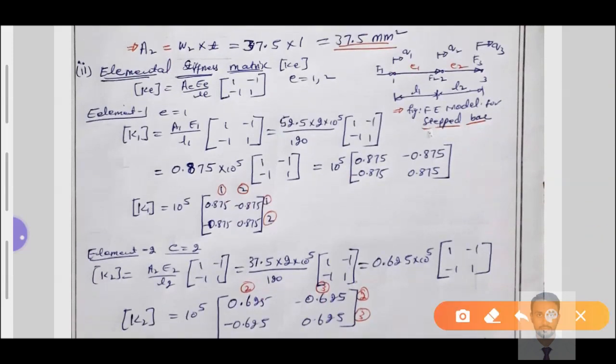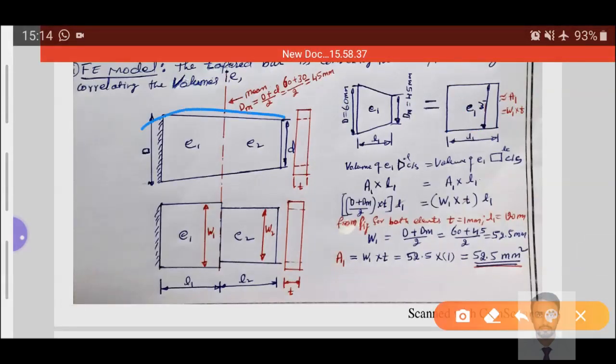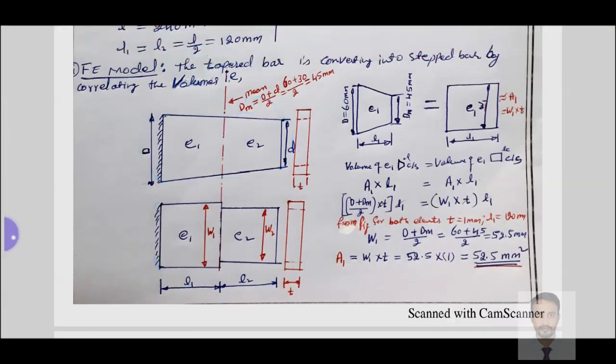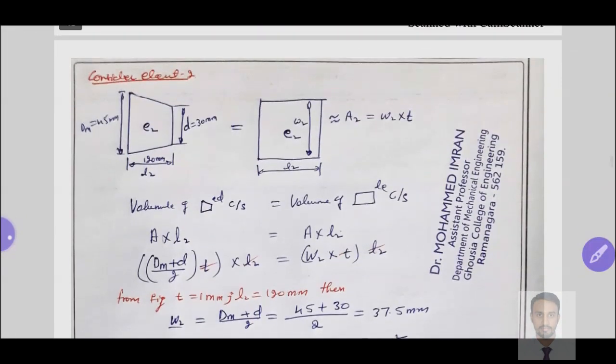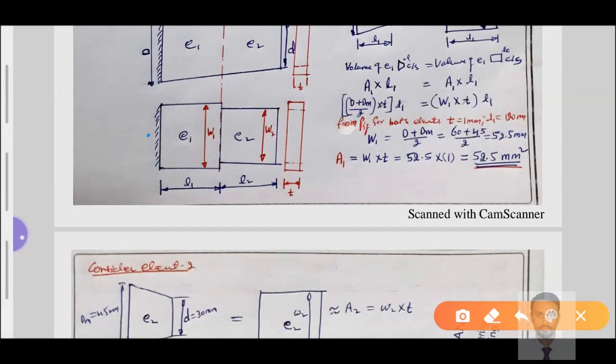Now the next step is to find the elemental stiffness matrix. Before that, we need to represent this as an FE model, converting the tapered cross section into a stepped bar element. How many nodes do we have after converting? Two nodes at element number 1, and at element number 2 another node. So I'll represent node number 1, node number 2 and node number 3. So 3 nodes are there after converting the one tapered element into a two-stepped bar element, with 2 areas of cross section and 3 nodes.